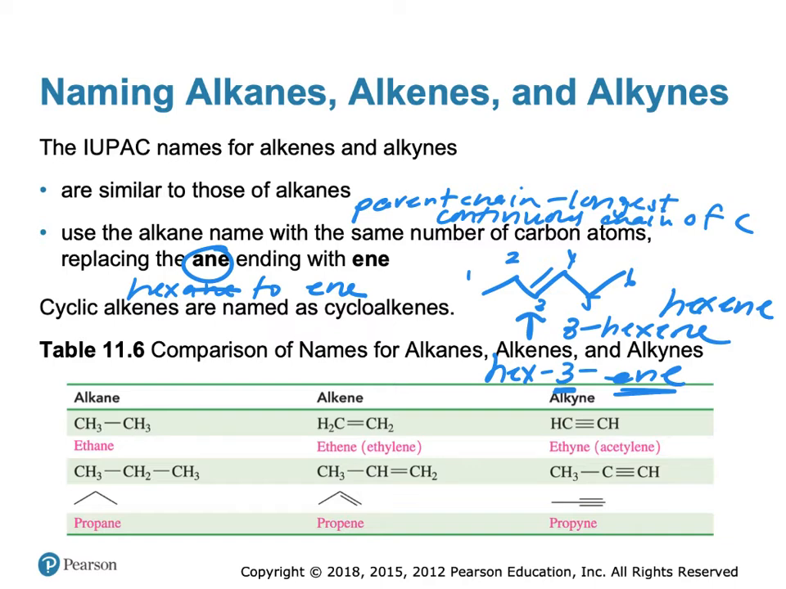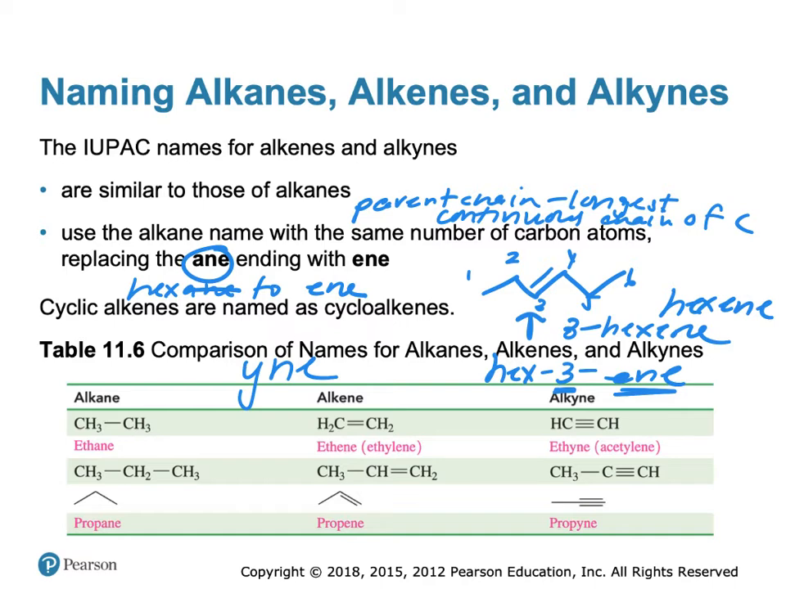When naming an alkyne, we'll do the same thing where you find the longest continuous parent chain, and then you change the ending of ANE to YNE, and you designate the position of the triple bond.